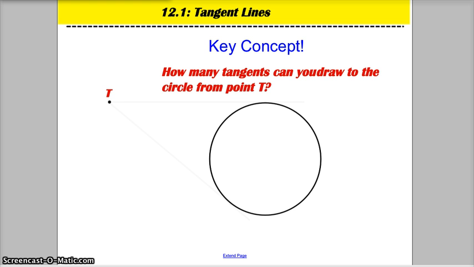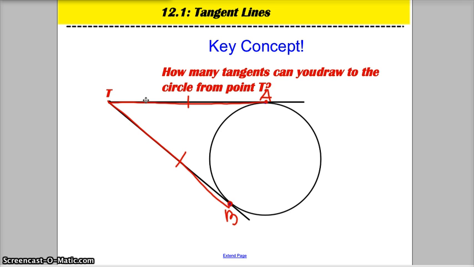Another key concept. From point T, how many tangent lines do you think you could draw to the circle from point T? The answer, 2. You could draw one to a point on top of the circle and one to a point lower on the circle. What I need you to know about drawing tangent lines from a point T outside of the circle to the circle is that both the length from T to the circle, let's call it A, and the length from T to the circle down here, let's call it B, are the exact same length.